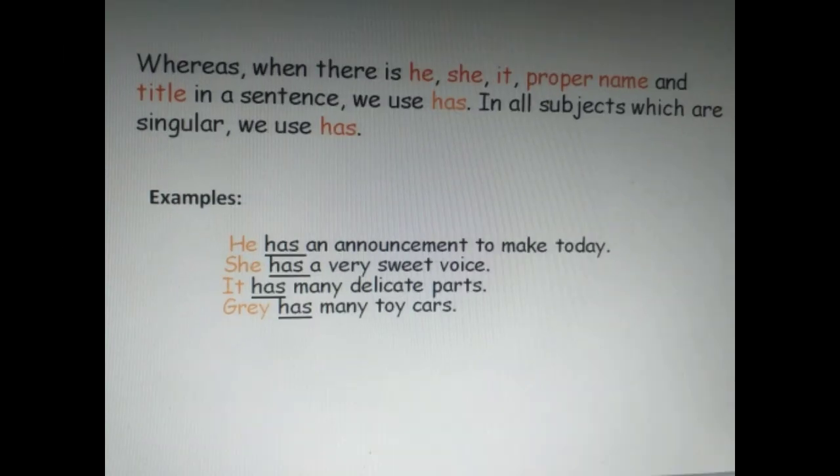Whereas when there is he, she, it, proper nouns, and title in a sentence, we use has. In all subjects which are singular, we use has. Examples: He has an announcement to make today. She has a very sweet voice. It has many delicate parts. Gray has many toy cars. So in these examples, he, she, it, and proper nouns use has as their main verb.